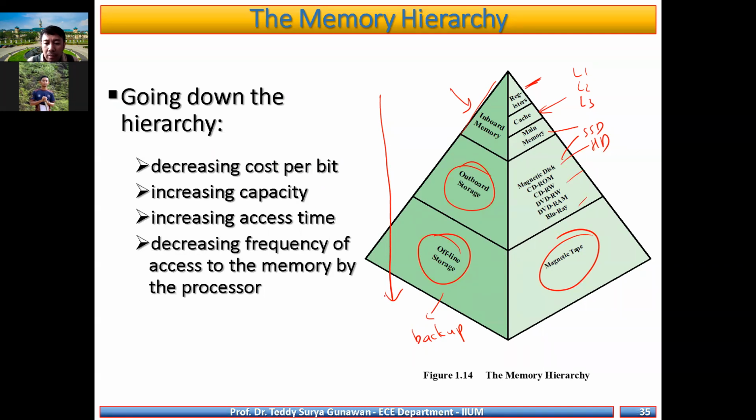Capacity increases, of course, so it is bigger. Access time increases, which means slower. If you go to magnetic tape, you need to put in the tape and it runs sequentially, so it will be slower. And the frequency of access to the memory by the processor decreases, which means it is just used for backup, so it is not accessed frequently.